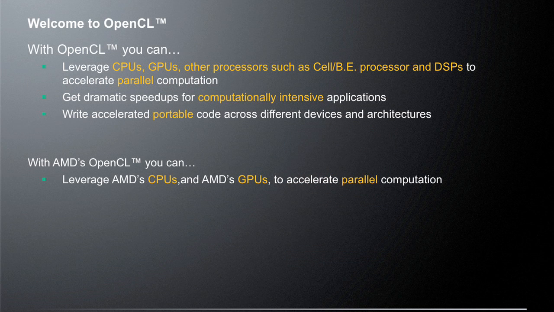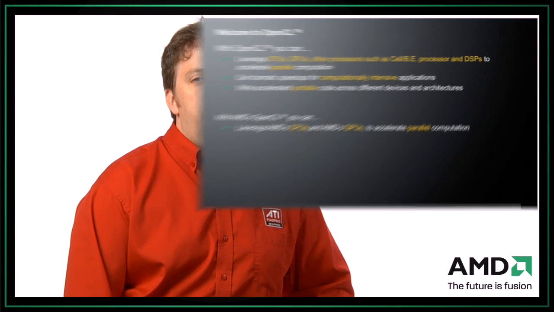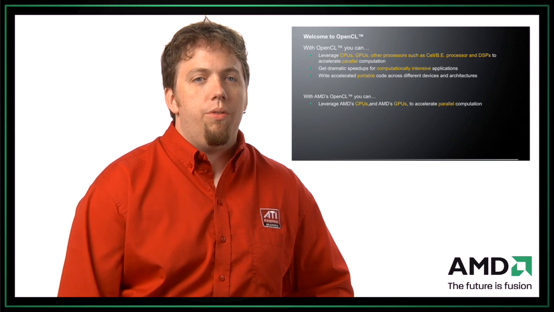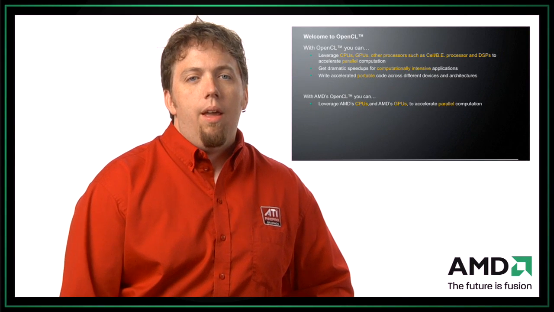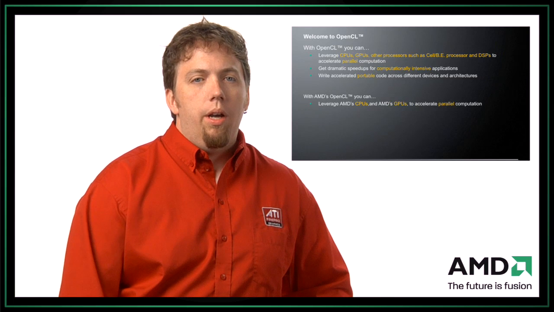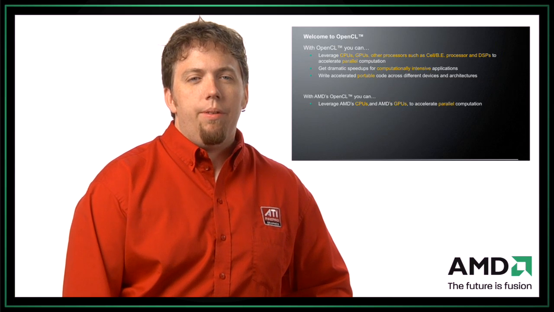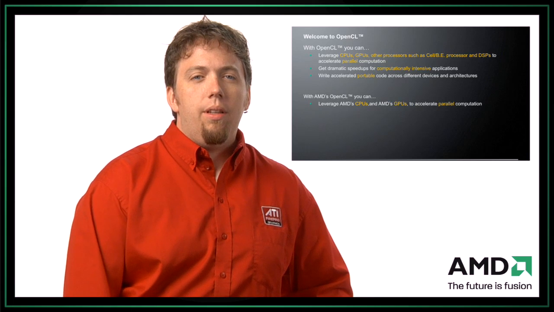With OpenCL you can leverage CPUs, GPUs, or even other processors such as the Cell Broadband Engine or DSPs to accelerate parallel computations. The key point here is that we're accelerating parallel computations, not sequential computations. For things that are computationally intensive, you can get dramatic speedups. One of the goals of OpenCL is to write portable code that'll run across all sorts of processors. You can write your code once and have it run on a CPU, a GPU, a DSP, or any number of accelerator devices. With AMD's OpenCL, you can leverage AMD CPUs and AMD GPUs to accelerate parallel computation.